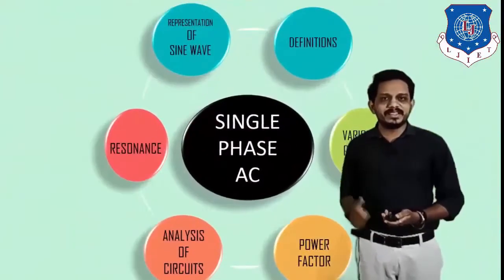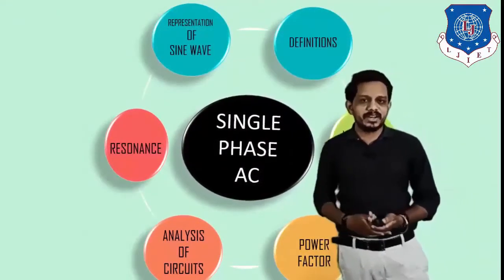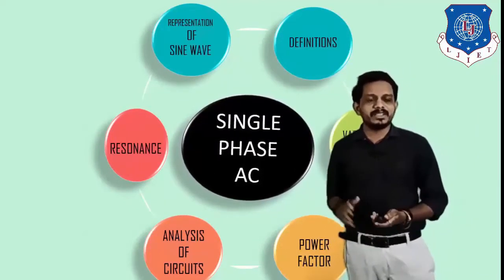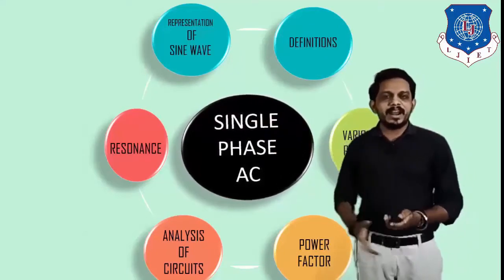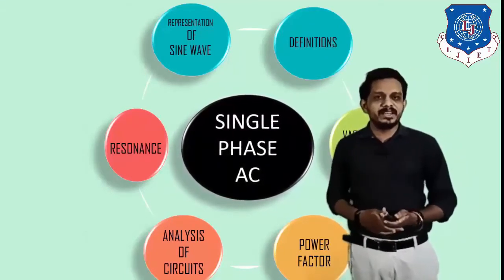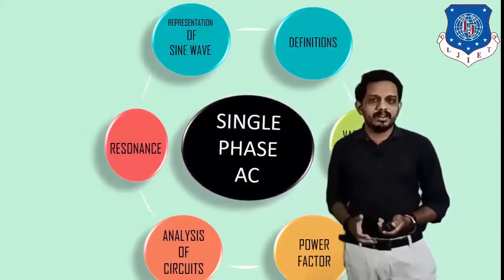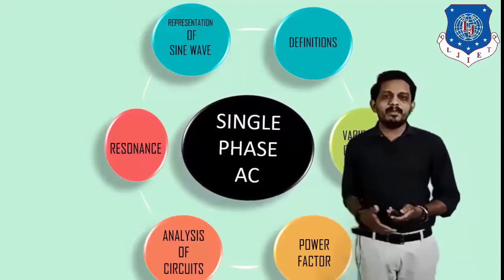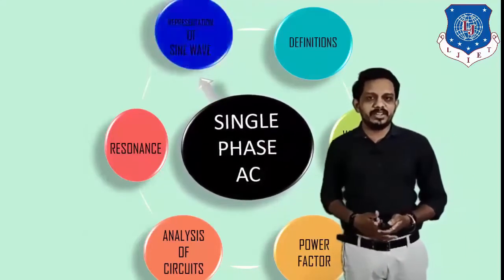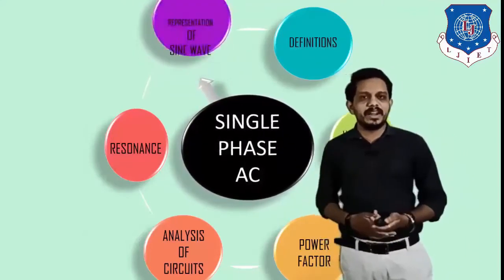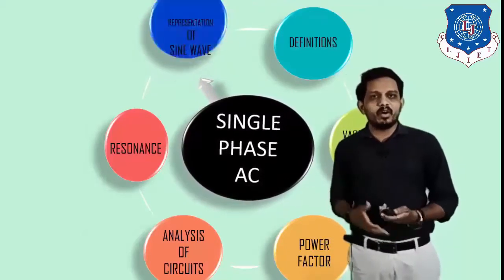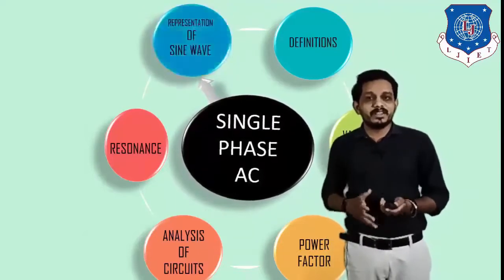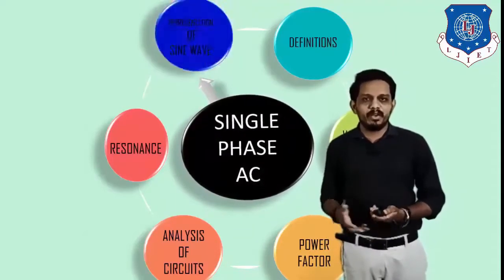The next chapter is unit number 2, AC circuits. This chapter is distributed into 2 portions. Part 1 is single phase AC circuit and part 2 is 3-phase AC circuit. Let's discuss part 1 first, the single phase AC circuit. We will begin with the generation of single phase electricity and also discuss how electricity is represented as a sinusoidal waveform.